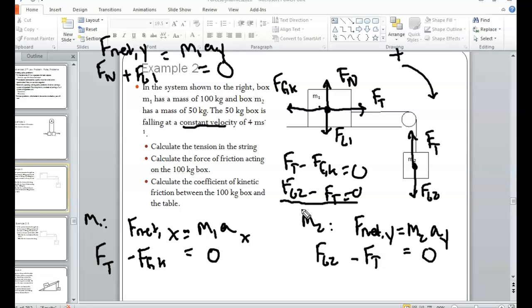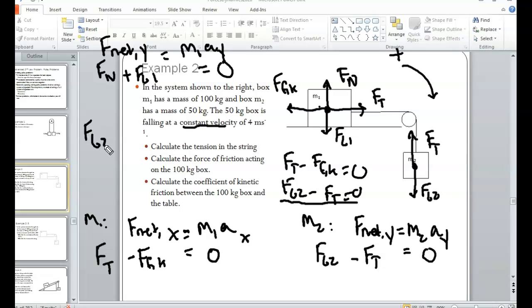First question is asking me to calculate the tension in the string. Okay, so I'm looking for Ft. Now the top equation doesn't really help me because I don't have FFK, and I can't find FFK because I don't have the coefficient of friction. But I can use the bottom equation to find Ft right away, right? Because Fg2 minus Ft equals 0. That means those two forces have to be equal, and I can find Fg2.